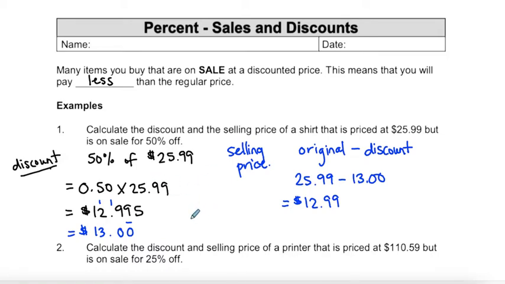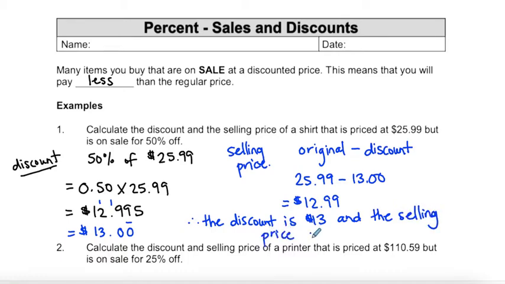And I could write a therefore statement. So therefore, the discount is $13 and the selling price is $12.99.